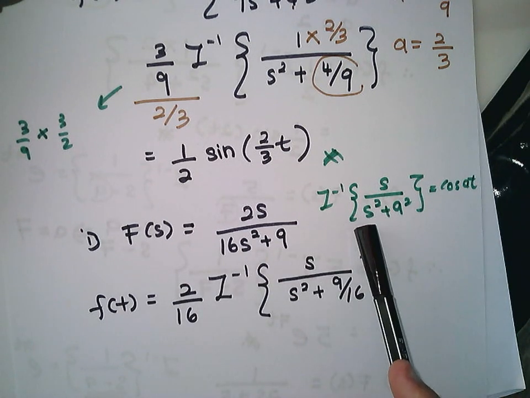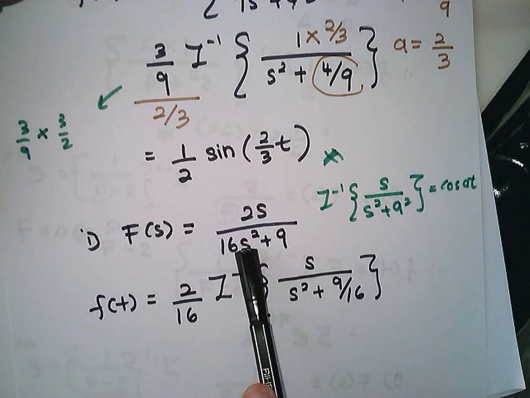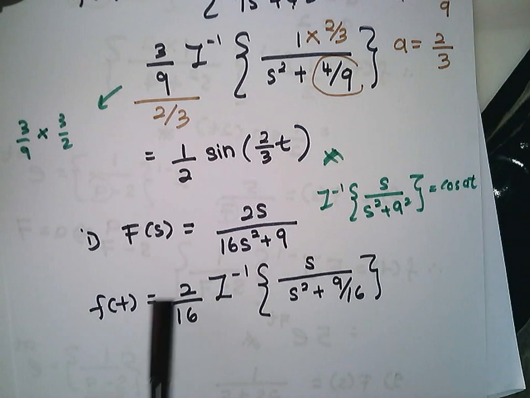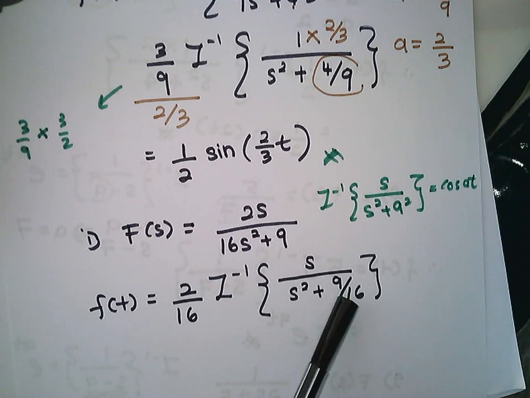Same goes for this one. The coefficient of s squared is 1. So that's why I need to factorize 16. Therefore I factorize 2 over 16. Okay, so now you will have 9 over 16.